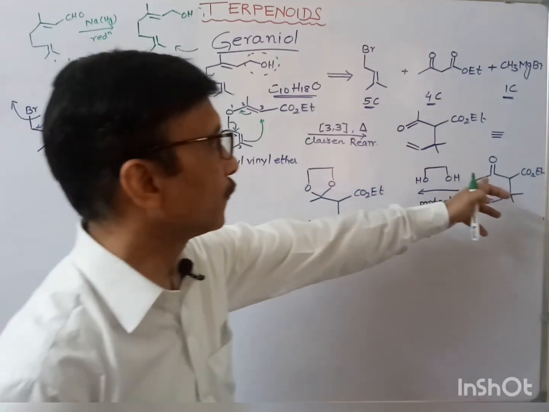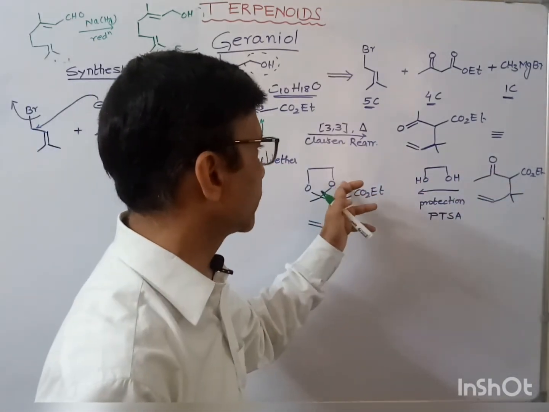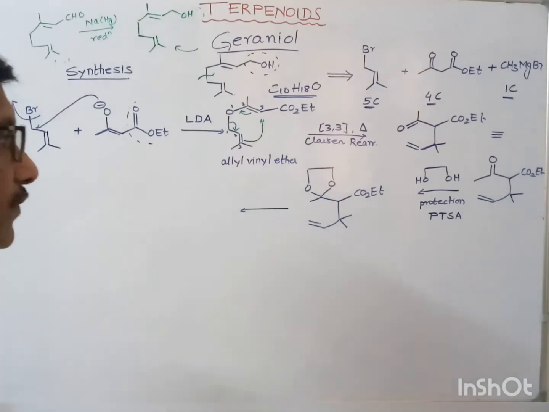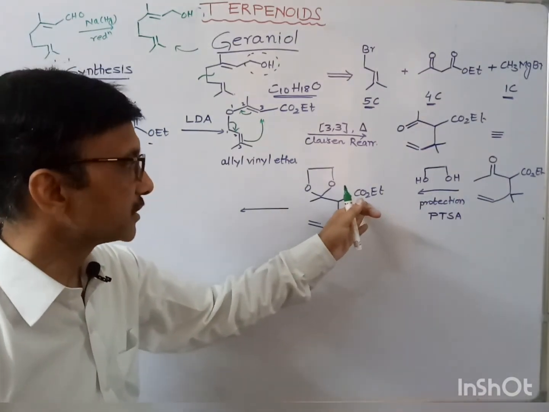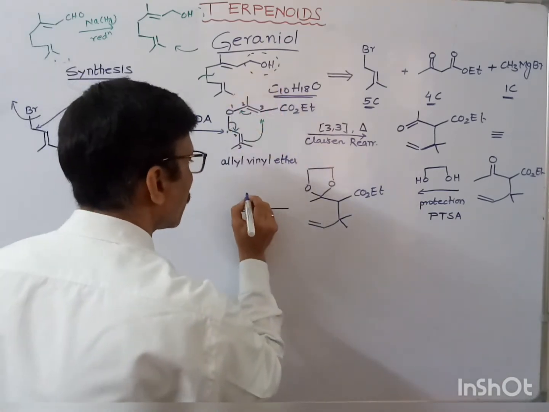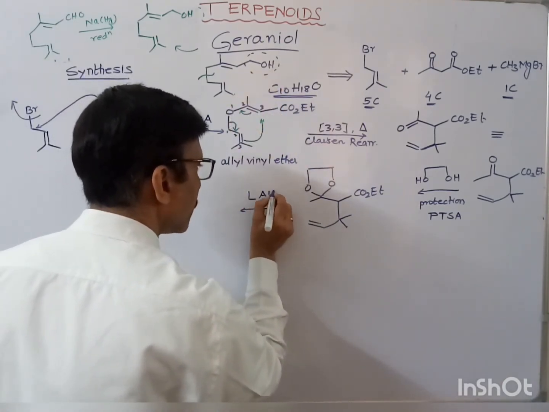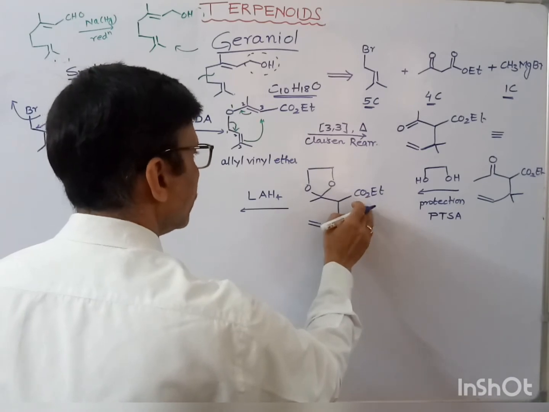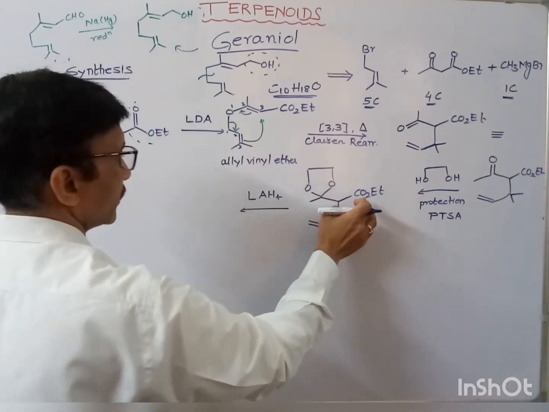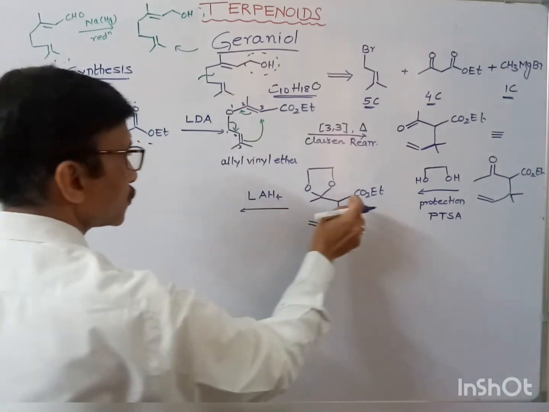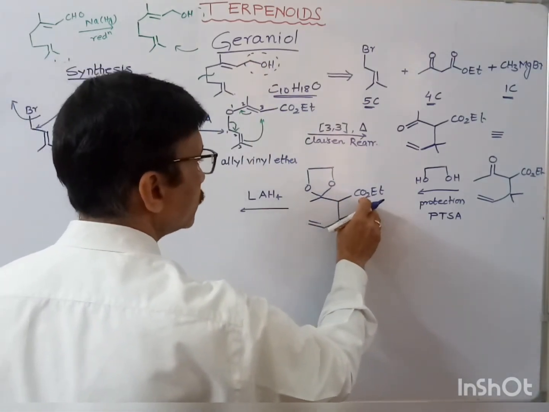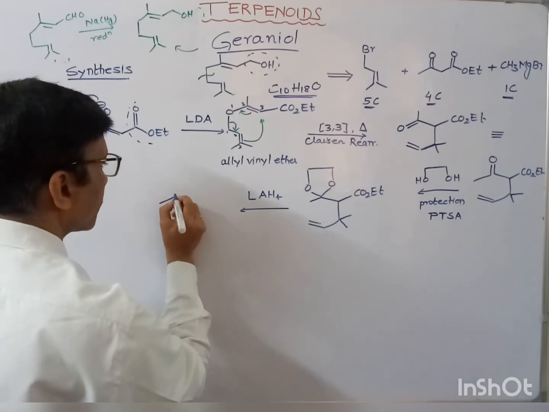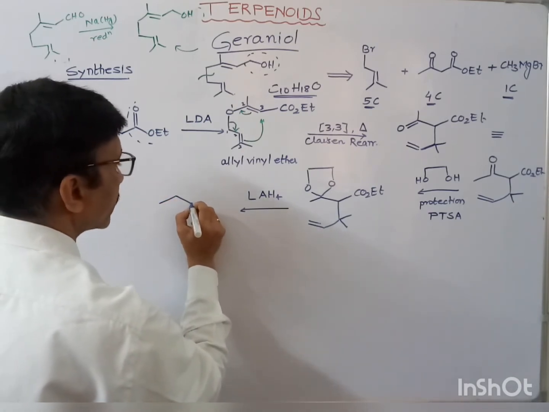Okay, in place of this keto group, I have protected it, and now what can we get further? After protection, we can convert this ester group into the CH2OH group. For this, suppose I take lithium aluminum hydride. This will first reduce it, and finally it will get reduced into this alcohol. So now I can write it.